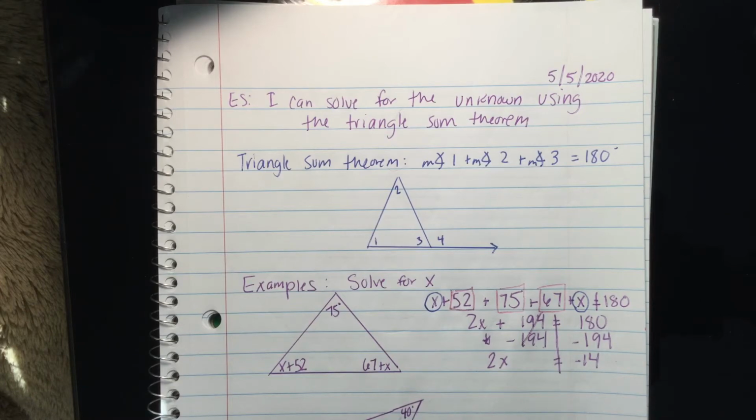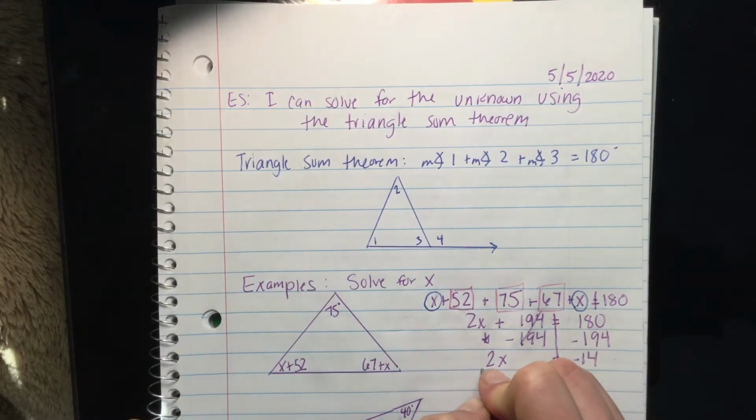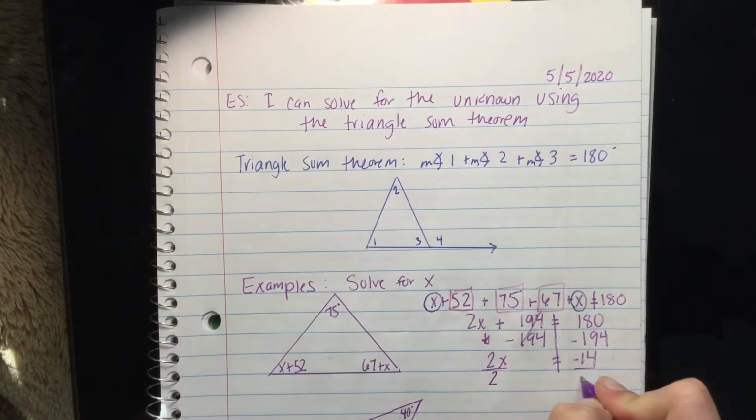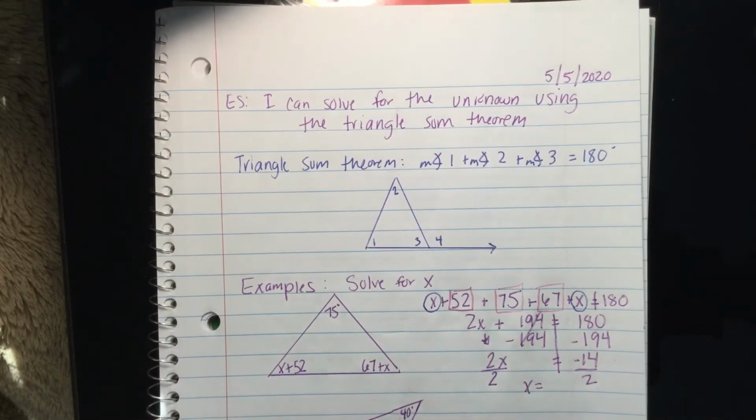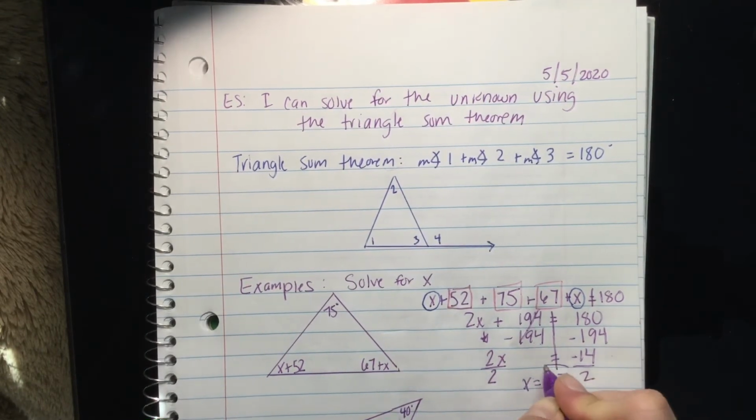Sorry, it's attached with multiplication. What is the opposite of multiplication? Division. I was one step ahead of myself. So we're going to divide by 2. Divide by 2. X equals negative 14 divided by 2 is negative 7.